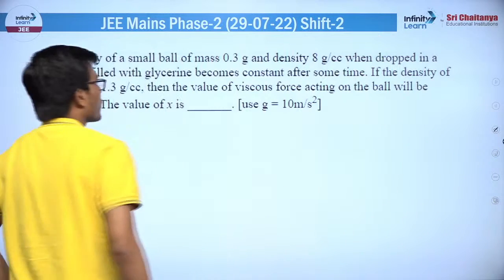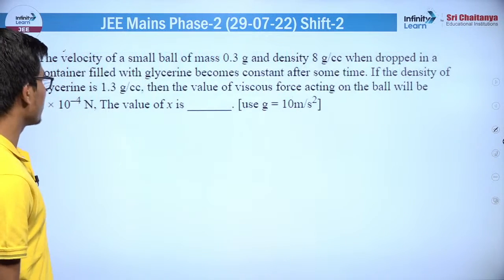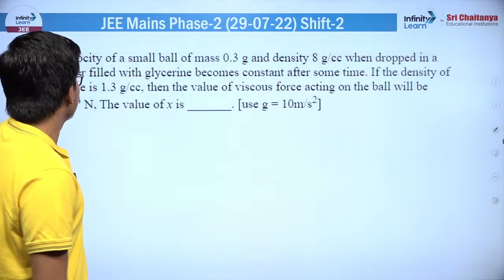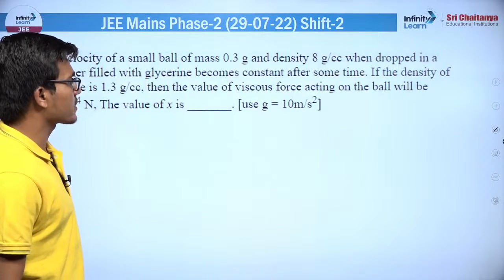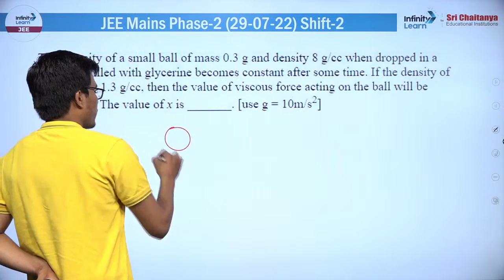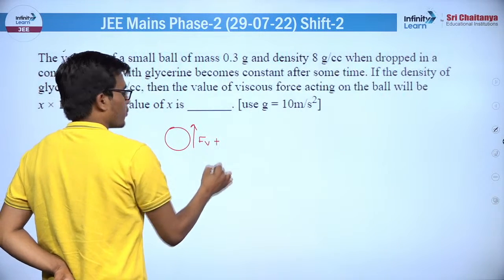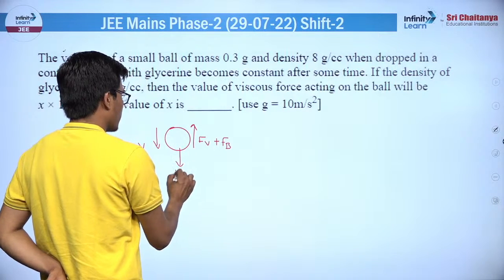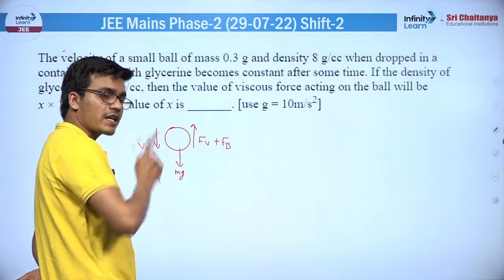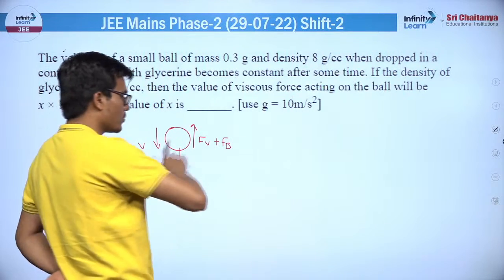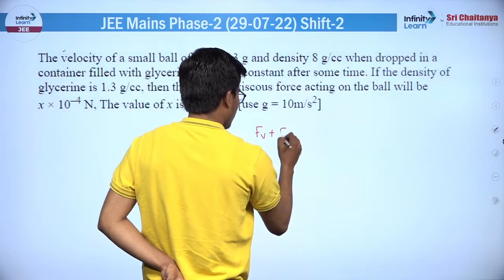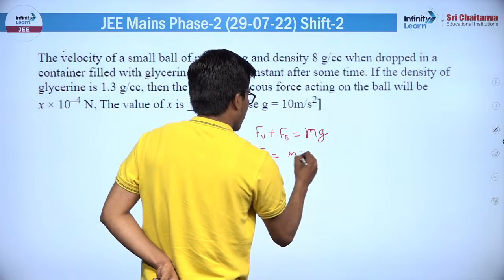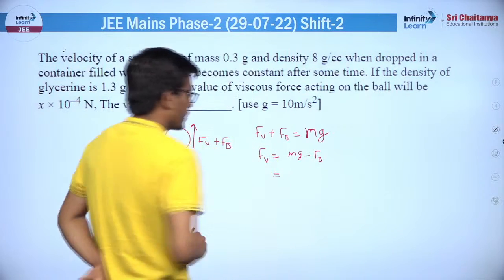The velocity of a small ball of mass this, density this, when dropped in a container filled with glycerine becomes constant after some time, meaning it will achieve terminal velocity. If the density of the glycerine is this, then find the value of the viscous force acting on the ball. Whenever you have a ball going down, there will be a viscous force in the upward direction, a buoyant force in the upward direction, and mg in the downward direction. It has achieved constant velocity, meaning acceleration is 0, so the net force has to be balanced. So you know that the viscous force you can write as mg minus buoyant force, right?